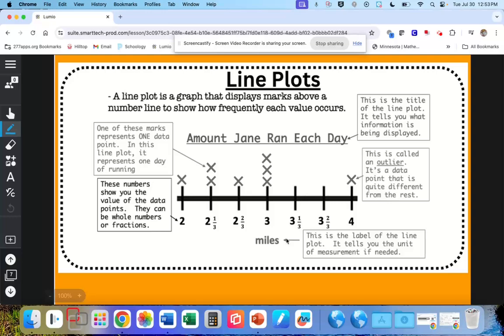This bottom part here is called a label. We need a label down at the bottom to tell us what those numbers mean. In this case, they mean miles.